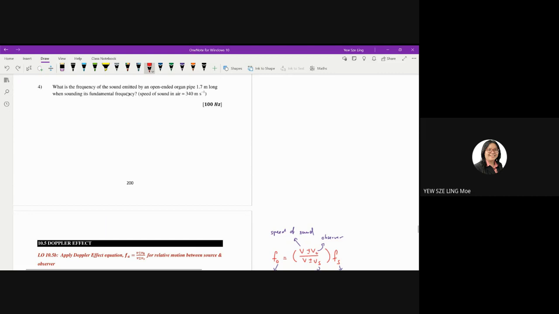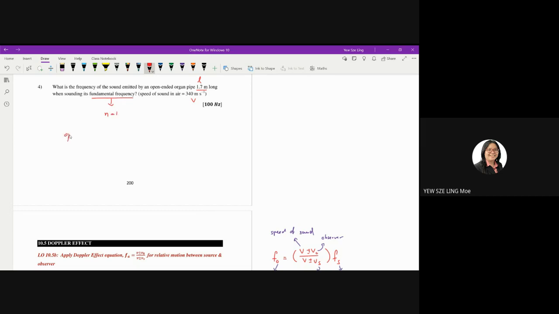So what is the frequency of the sound emitted by an open-end organ pipe? So the open-end organ pipe, again, is an open-end air column, 1.7 meter long, when sounding at its fundamental frequency. So we are given L, and you are given the V, and the question is asking for the frequency, the fundamental frequency. So for fundamental frequency, we know n is equal to 1.